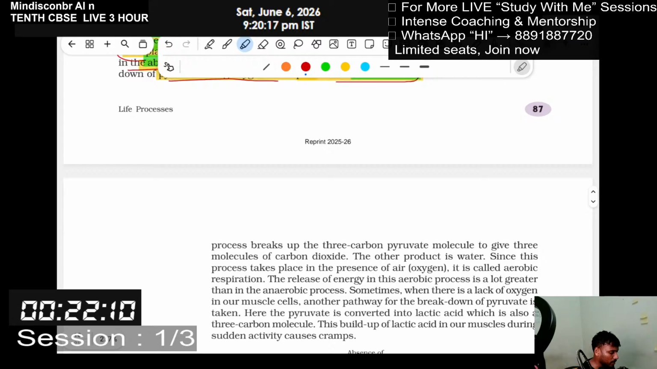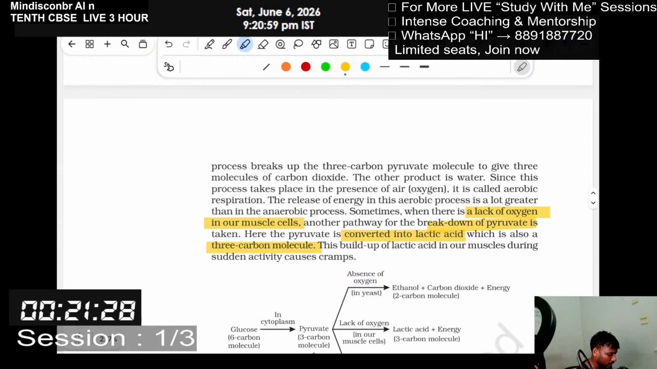This process breaks up the 3 carbon pyruvate molecule to give 3 molecules of carbon dioxide. The other product is water. Since the process takes place in the presence of air, oxygen, it is called aerobic respiration. The release of energy in this aerobic process is a lot greater than the anaerobic process. Sometimes when there is lack of oxygen in our muscles, another pathway for the breakdown of pyruvate is taken. Here the pyruvate is converted into lactic acid, which is also a 3 carbon molecule. This buildup of lactic acid in our muscles during sudden activity causes cramps and fatigue.